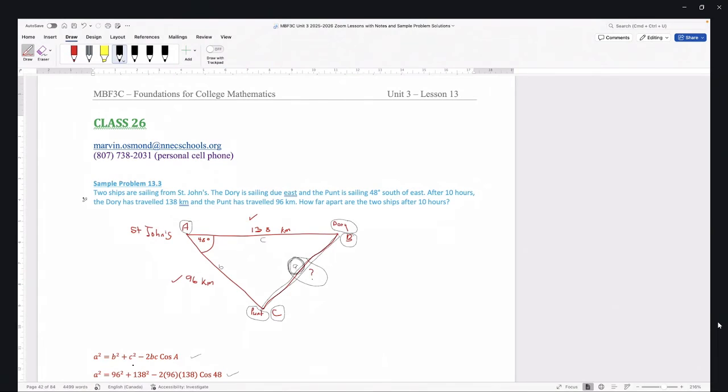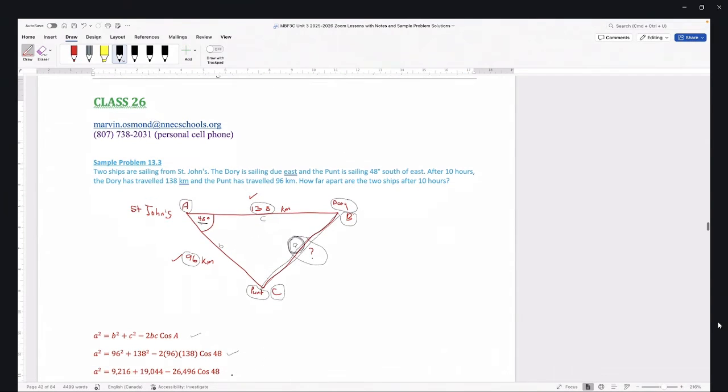The next step in the process is to do the substitutions. So B is 96, so 96 squared plus C is right here, 138. So 138 squared minus 2 times B, 96, times C, 138 times the cosine of angle A, which is 48 degrees. Here's my angle A right here, 48 degrees. So I did the formula, did the substitution. So now next part is to simplify.